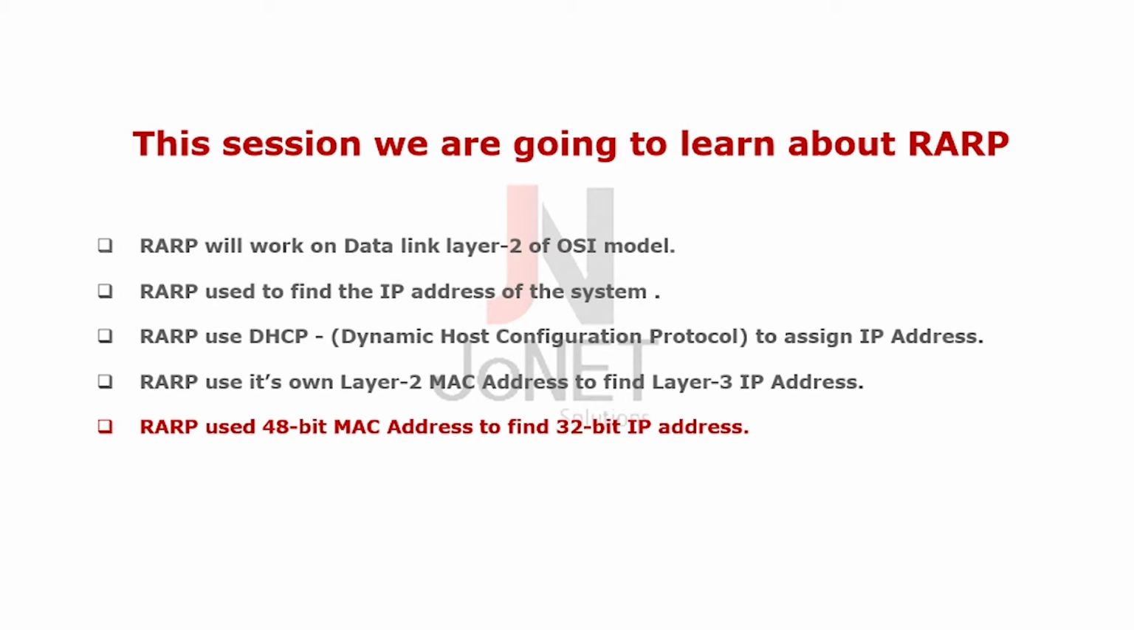Reverse ARP uses a 48-bit MAC address to find a 32-bit IP address. So, the system will always have the layer 2 as a permanent MAC address. That is the layer 2 address. Sometimes they will call it BIA, burn-in address. Now it is trying to find the layer 2 with the help of the layer 3 IP address. DHCP services, that is the DORA process, and APIPA IP address. These are the things we are going to see in this session.